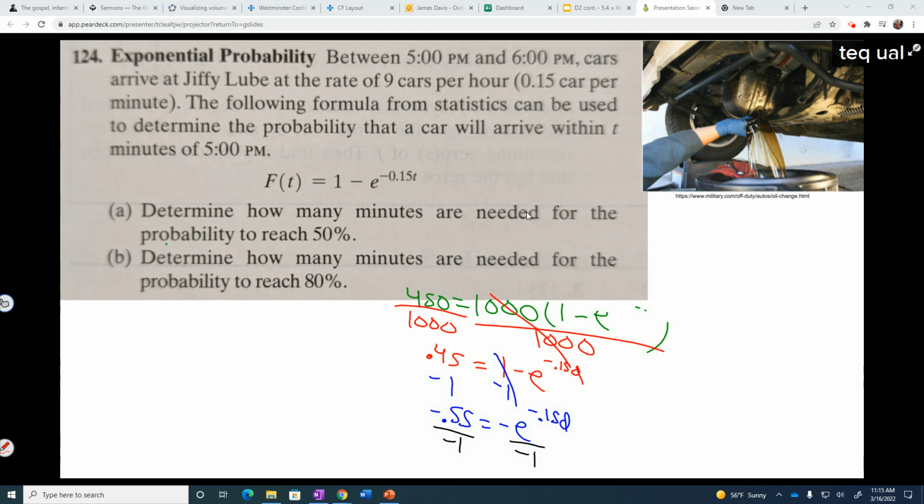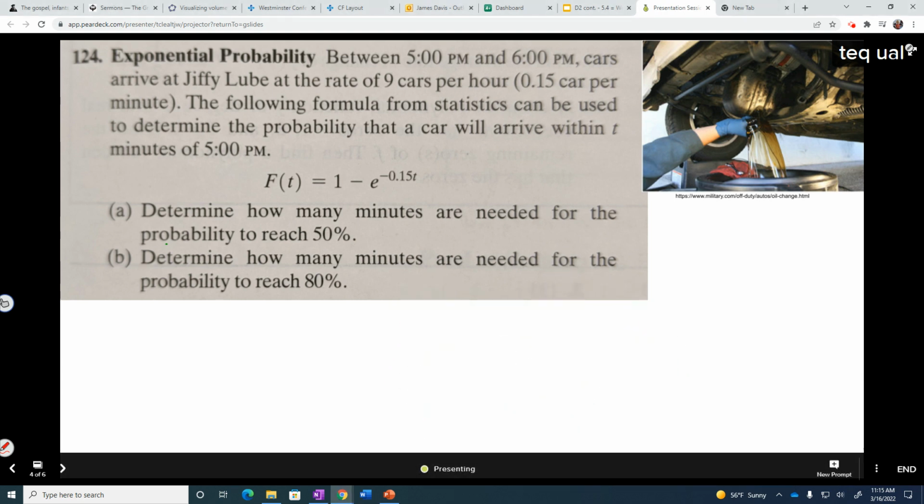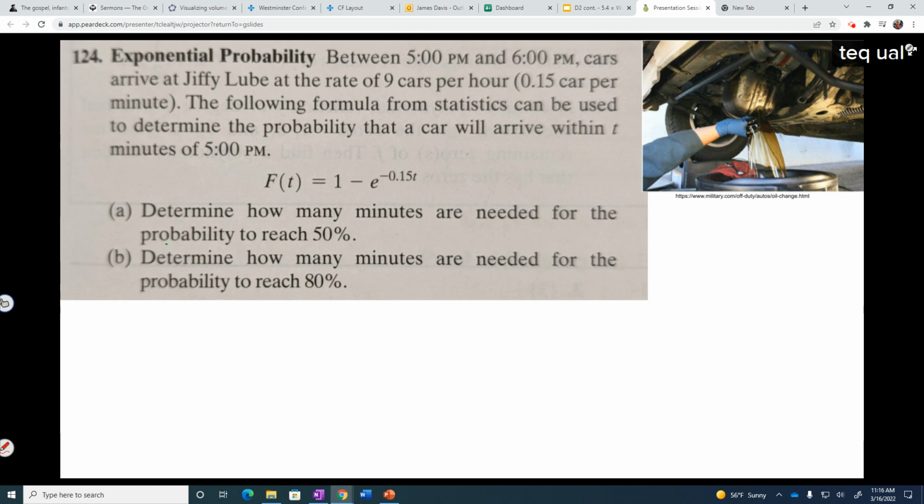All right, so you're going to do one very similar to this with probability. Just take a couple minutes to look at this and solve it. All right, so it says between 5 p.m. and 6 p.m., cars arrive at Jiffy Lube at the rate of 9 cars per hour, which is about 0.15 cars per minute. The following formula from statistics can be used to determine the probability that a car will arrive within t minutes after 5 p.m. Here's our formula. This tells us the probability that a car is going to arrive within a certain number of minutes after 5 p.m.